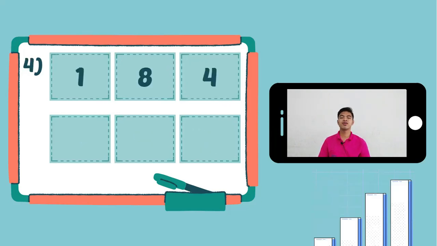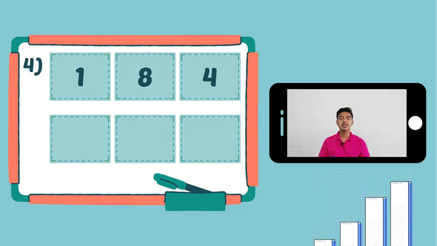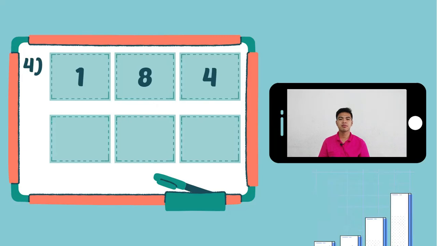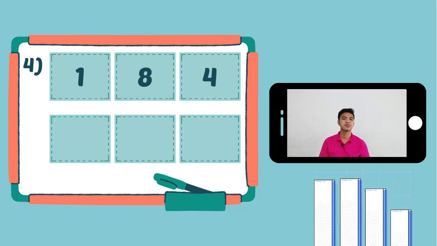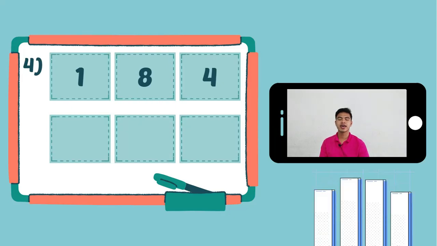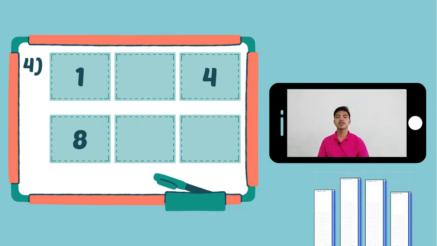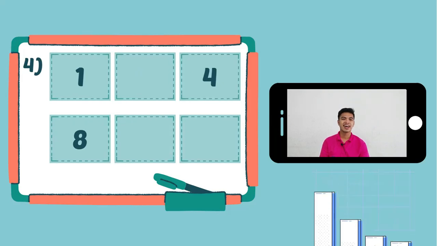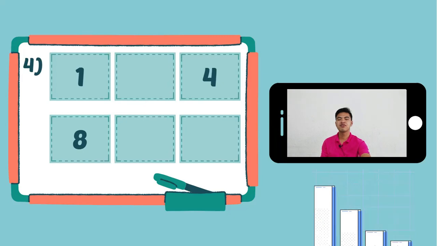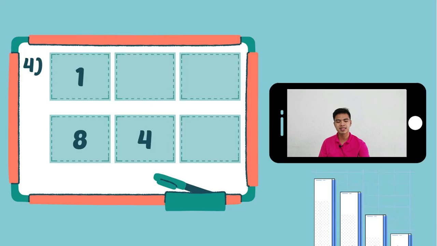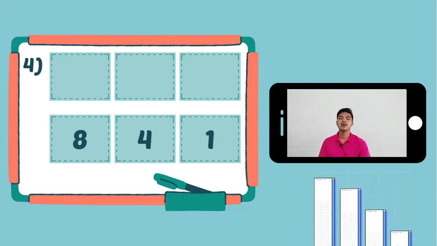So for the number 4, we have the numbers 1, 8, 4. Okay? So which is the biggest number of the 3? Very good. The biggest number is 8. Okay? And then, which is the bigger number between 1 and 4? Good job, it is number 4. And then we're going to have 1 as the last number because it is the smallest of them all.